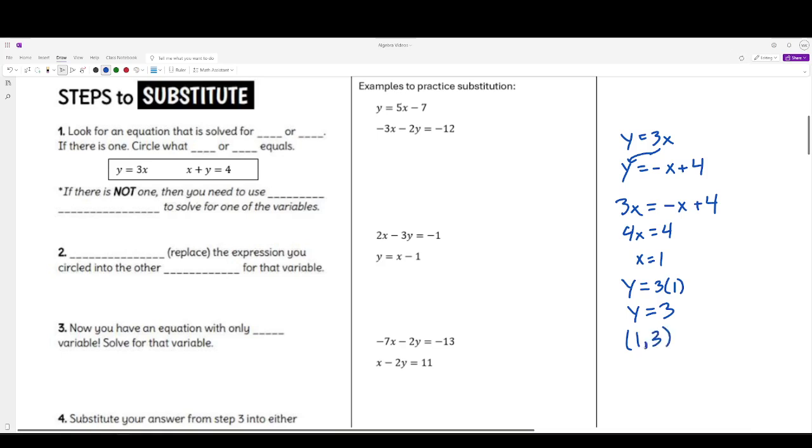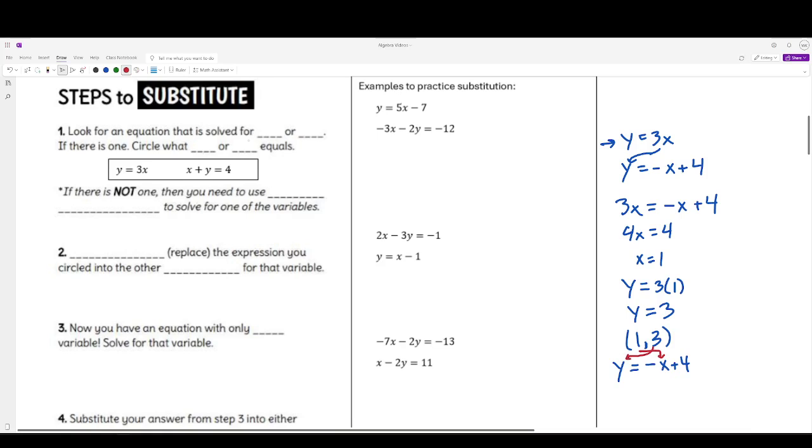One thing you always want to do when you're solving systems is check your answer. We plugged into the equation y equals 3x, so we want to use the other equation, y equals negative x plus 4, and substitute our solution to make sure that it's right. By checking it with both equations, we can be certain that we did everything correctly.